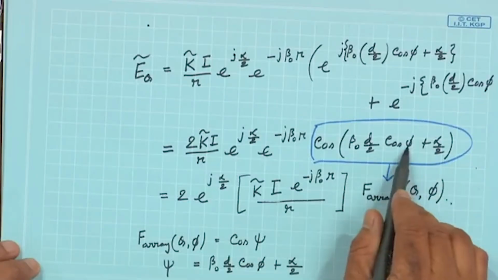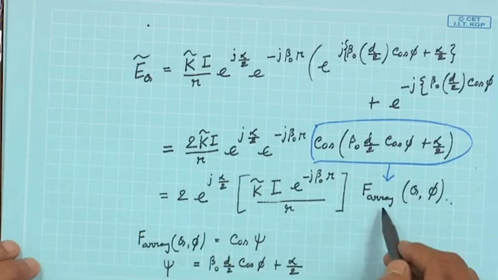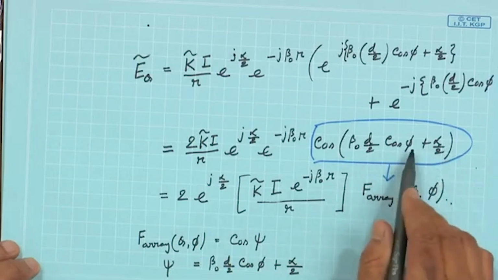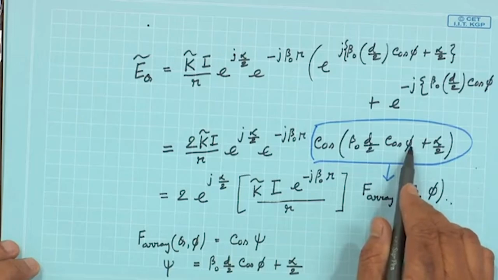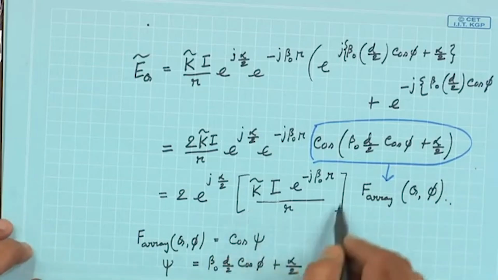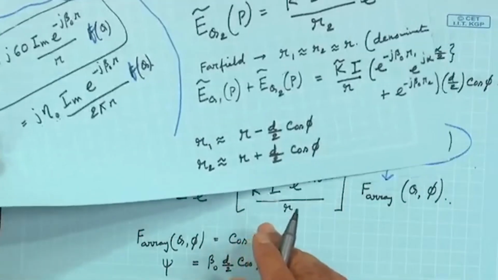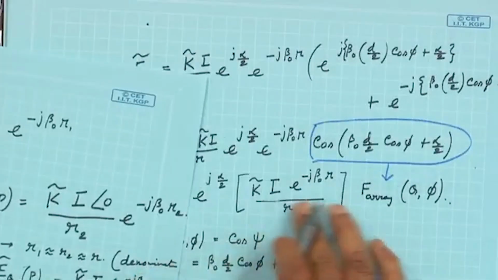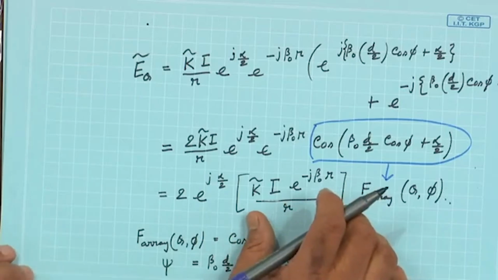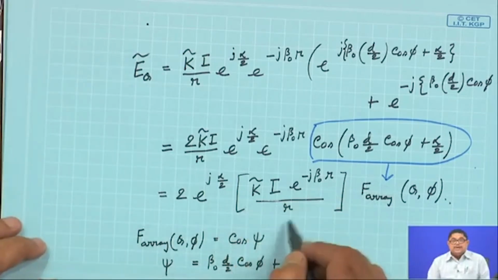So, apart from that all are constant terms. This is called the array factor, capital F theta phi. This is varying with phi. In general, it can vary also with theta, that is why we are writing theta phi. What is this? Can you recognize this? This was nothing but our element pattern. This is the pattern of the array, and one element, you see, its far field.